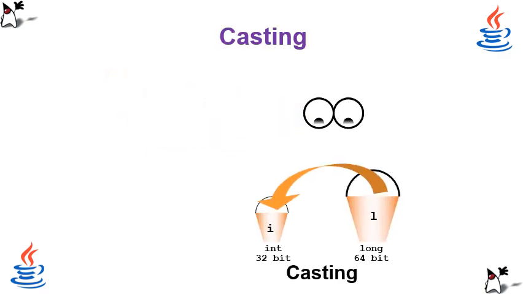Now we'll take up something called casting. What is casting? Suppose I have two variables, i which is of type integer and l which is of type long. i is 32-bit, l is 64-bit. Now if I assign the value stored in l to integer i, as the diagram specifies, l is a larger bucket. If I pour the contents of the larger bucket into i, a comparatively smaller bucket, there will definitely be overflow. And this casting is not done automatically.